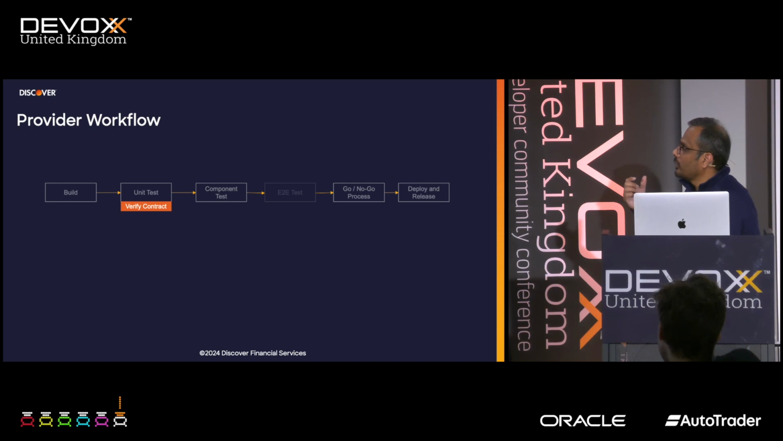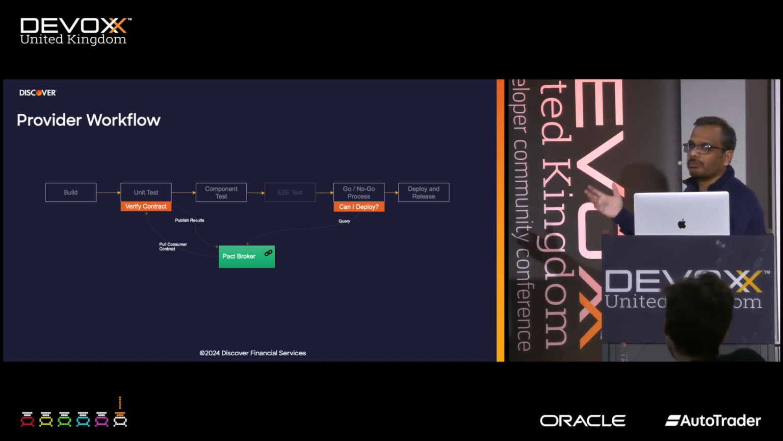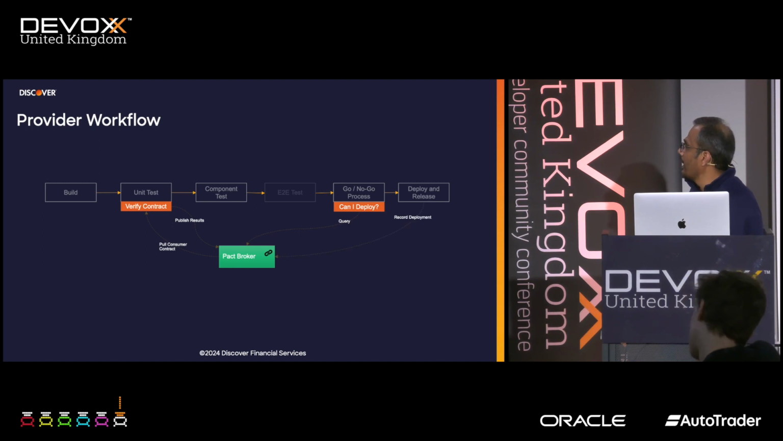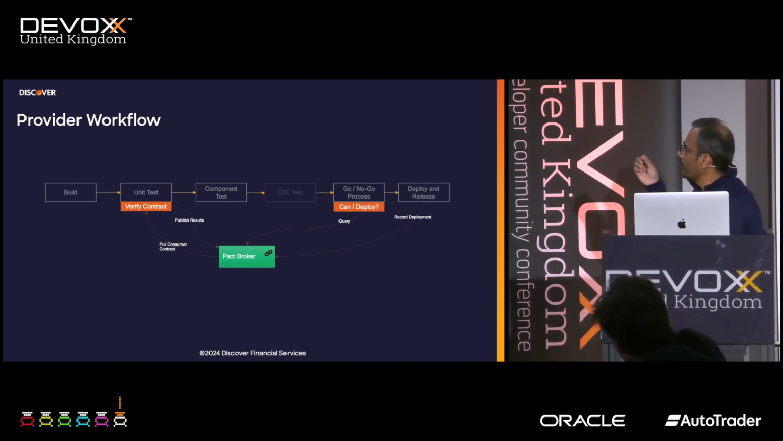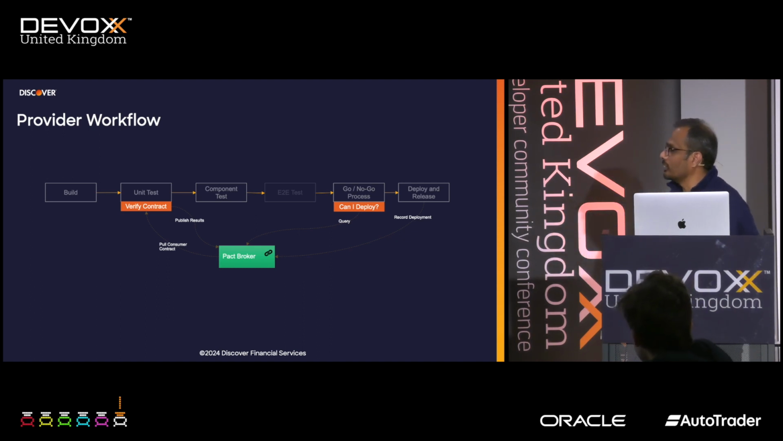Here we added a new stage called verify contract. As part of this stage, it pulls the consumer contracts from PactBroker, does the verification, and publishes the results, pass or fail, to PactBroker. A bit straightforward. Then the next stage we added is called Can I Deploy, which is very similar to what we looked at with the consumer workflow. Then finally, recording the deployed version with the PactBroker, which is again very similar to the consumer workflow.